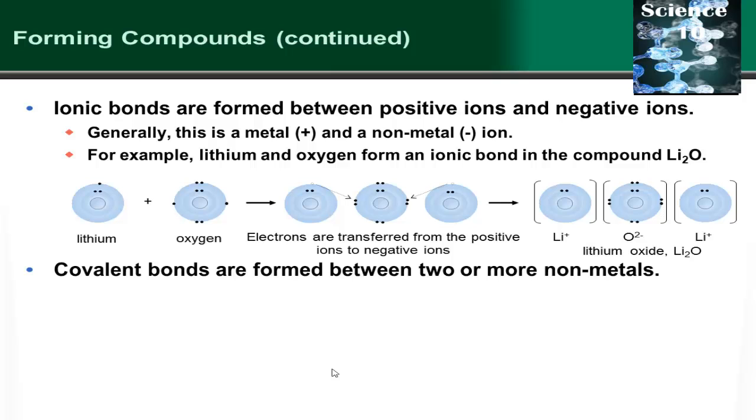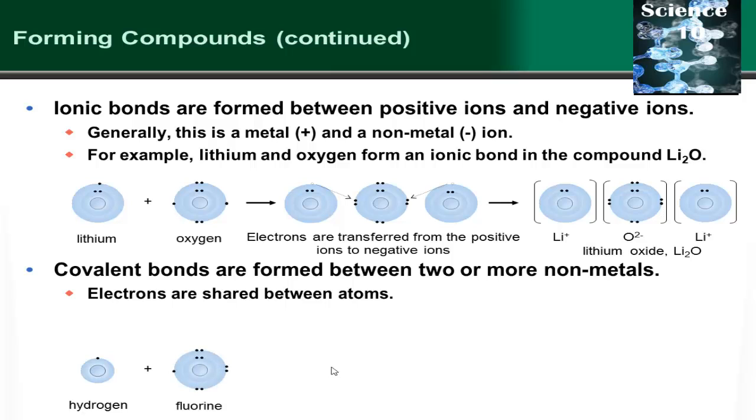Speaking of covalent, covalent bonds are, as you know, formed between 2 or more nonmetals. Here we have electrons being shared, something like hydrogen with fluorine. Fluorine can have a full octet in its valence shell simply by hydrogen sharing that 1 electron it has as well. So you would have something like that.